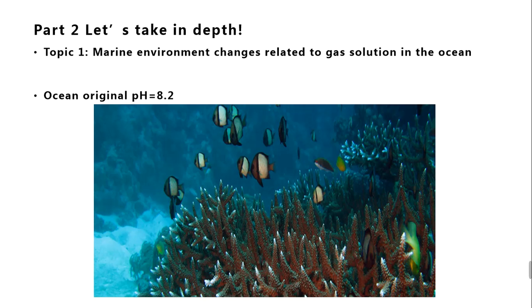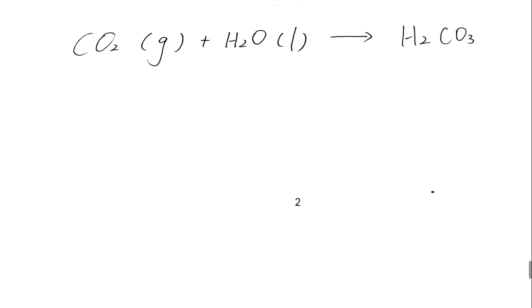For part 2, I want to talk about gas solubility related to the marine environment first. The ocean's original pH is weakly alkaline, but carbon dioxide is continually dissolving into the water, and carbonic acid is produced, which will decrease the ocean pH.